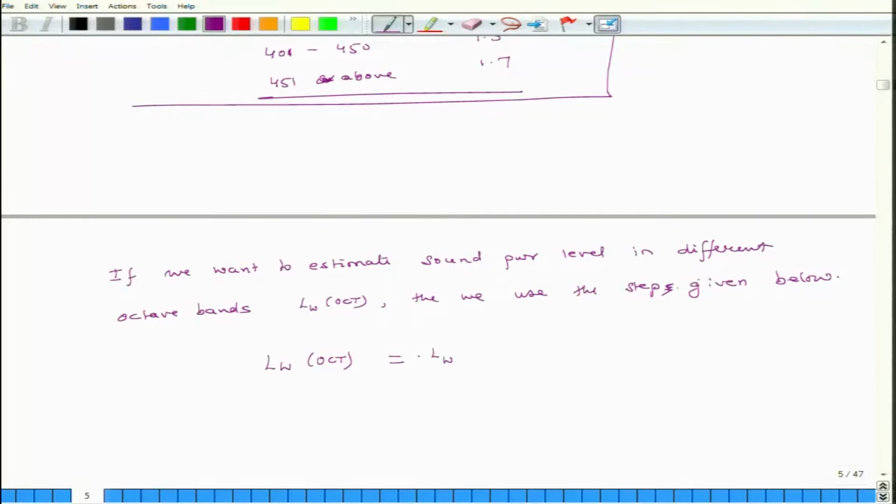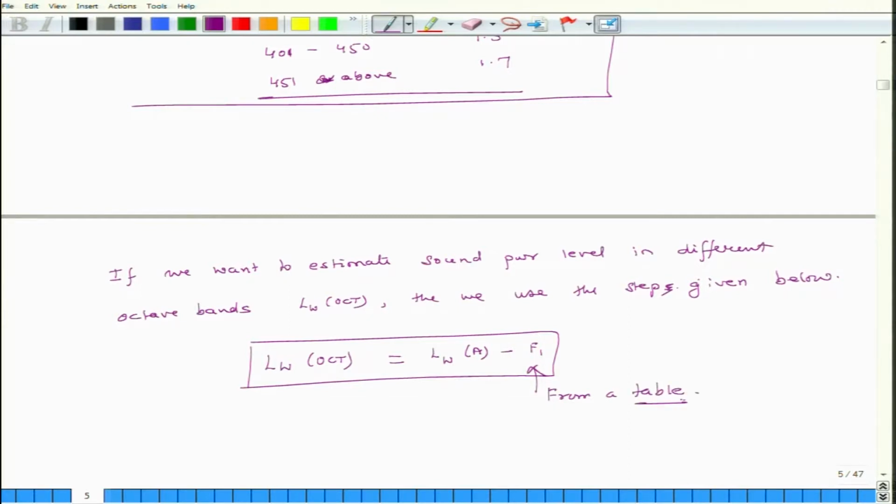So, LW oct equals LW, but in this case we use the A weighted value, which we already know how to calculate, minus a factor F1. This factor F1 will vary from one frequency band to another frequency band. You would be wondering what kind of numbers these factors are. So, this F1 is from a table which I will show you in a while.